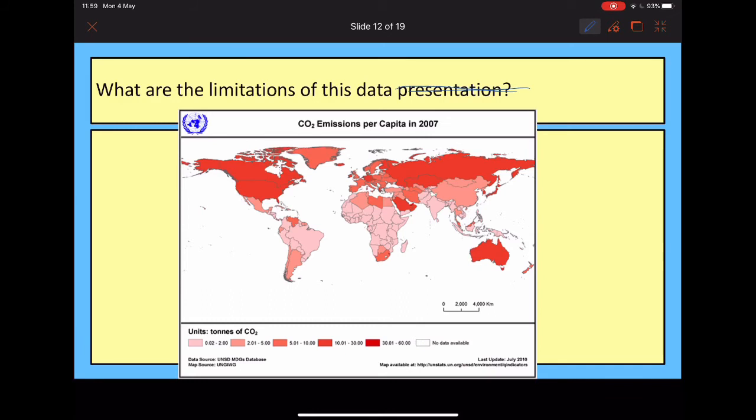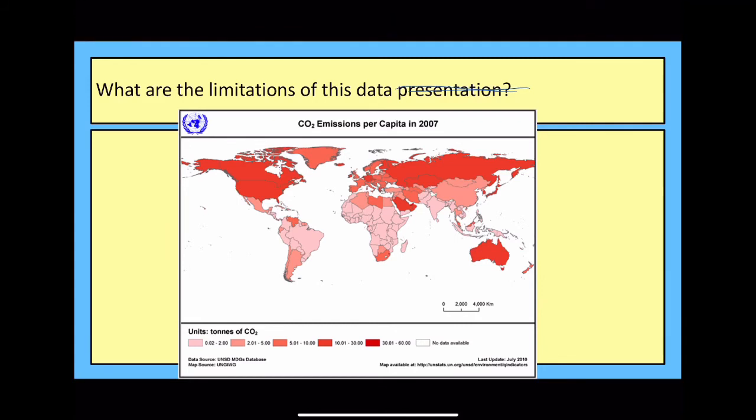CO2 emissions per capita in 2007. At this point, 13 years ago. Okay, so this is out of date, too old. I would generally say you can only say it's out of date if it's 10 or more years old, realistically. Because, for example, the census is only carried out every 10 years. So it wouldn't really be fair to say that was out of date when that's just how often it's carried out. So that's the first thing that I would point out.